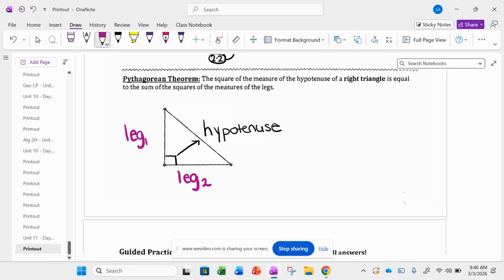And so now what the Pythagorean theorem tells us is if I take leg 1 and I square it, and then I put a plus sign and I take leg 2 and I square it, that's going to equal the hypotenuse squared.